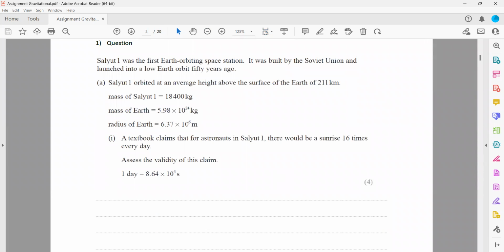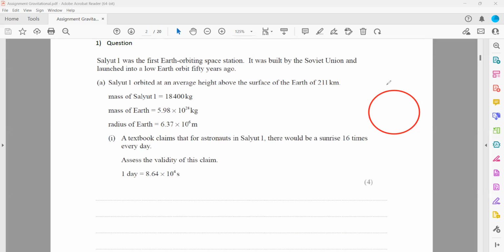So how can we work this out? First thing we will do is find the orbital time, like how much time it is taking, and then using that we will divide by 24. So how can we work out the orbital time?